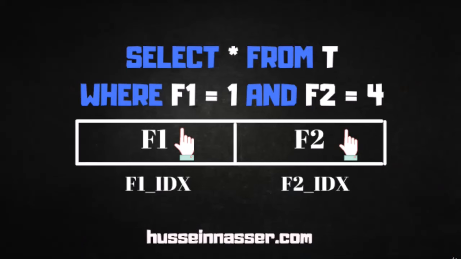So let's say we have a beautiful table with just two columns, F1 and F2. Column 1 has an index, F1 IDX, and column 2 has an index, F2 IDX. And we're going to do a select star from the table where F1 equals 1 and F2 equals 4. So let's go through some scenarios to see how the database optimizer decides whether to use the F1 index or the F2 index. There are so many ways to look for these values.